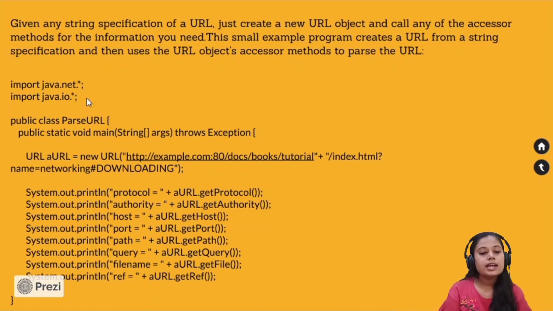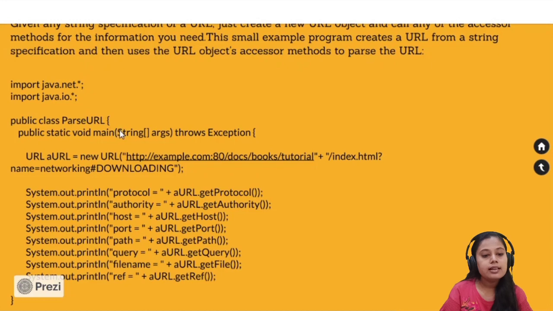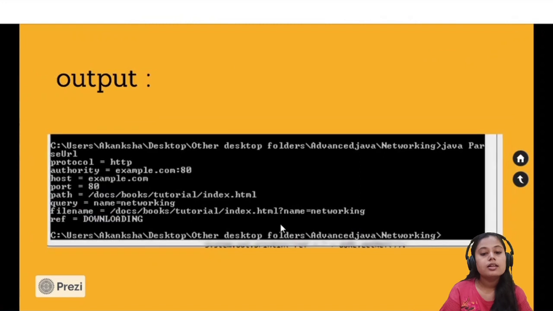Then we create a class called ParseURL and we create an object of the URL class and mention the URL address. Then we call the methods getProtocol, getAuthority, getHost, getPort, getPath, getQuery, getFile and getRef on this URL object. You can see this. I have compiled the same program on my machine and the output is this.